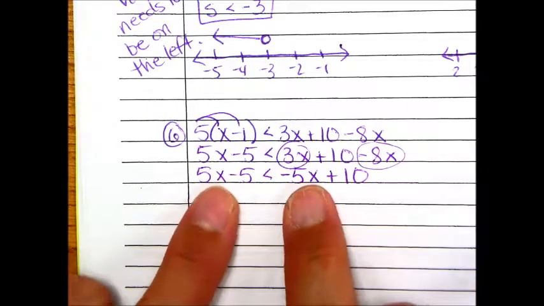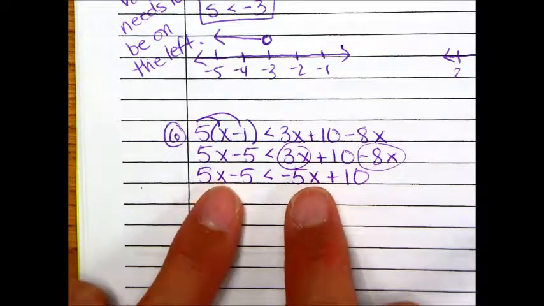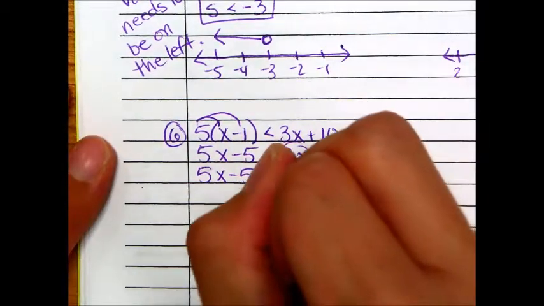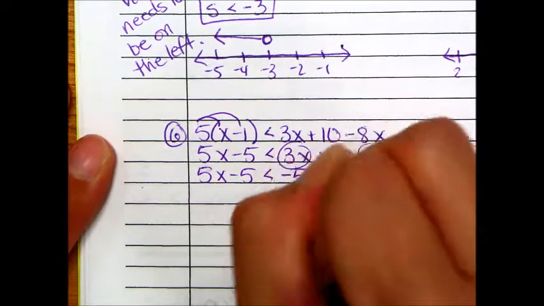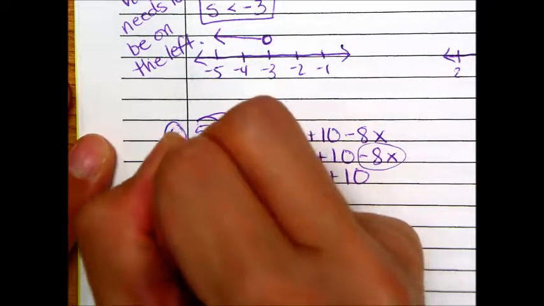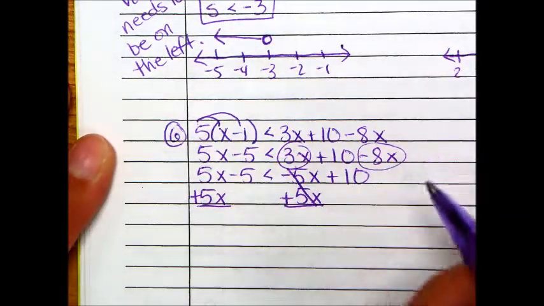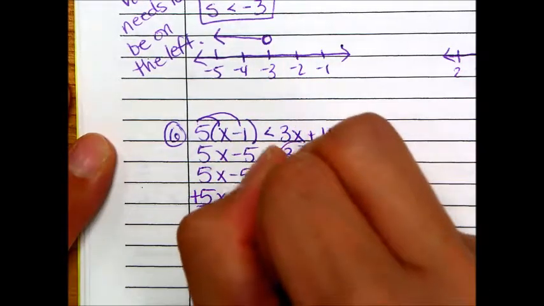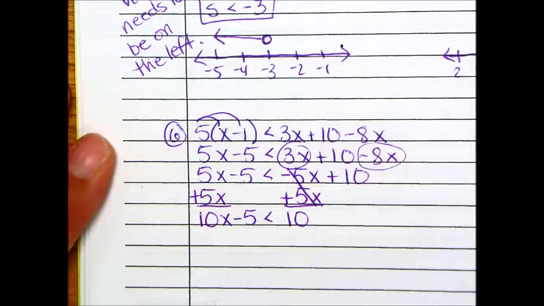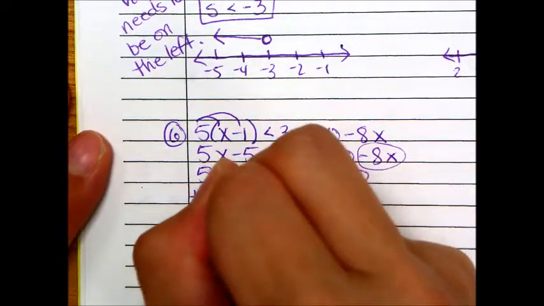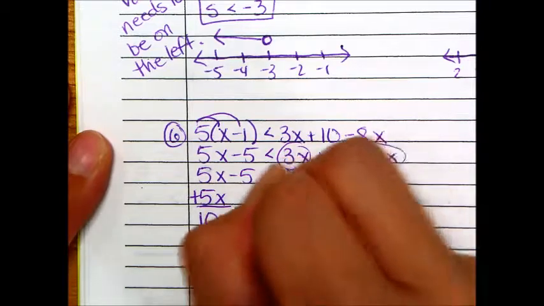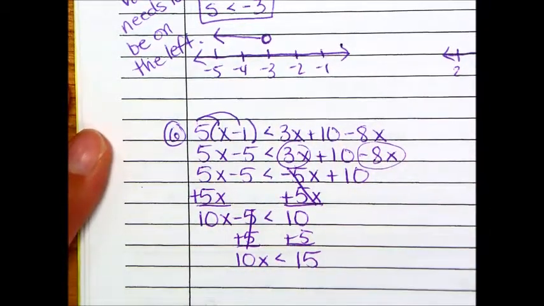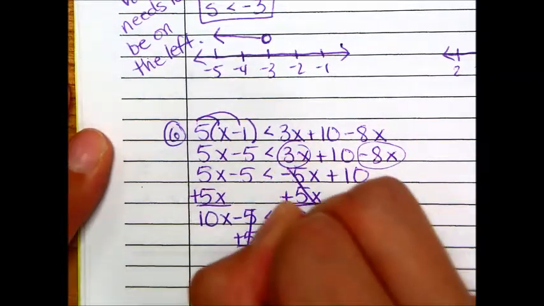And then again, we have an x on either side, which is not going to work. So we need to either eliminate the 5x or the -5x. I'm going to do the -5x since it's smaller. So we would get rid of that by adding 5x to both sides, leaving us with 10x minus 5 is less than 10. Then I would want to add 5 to get 10x is less than 15. And finally, divide by 10.